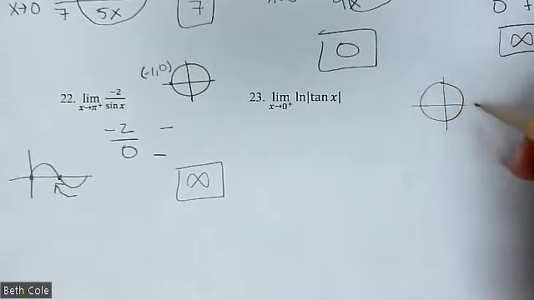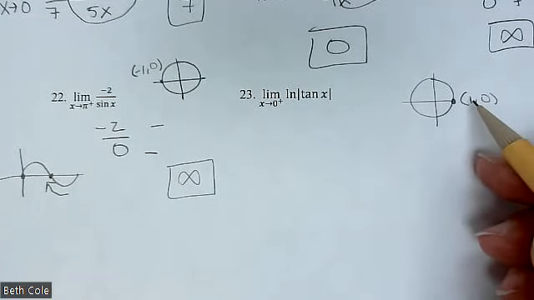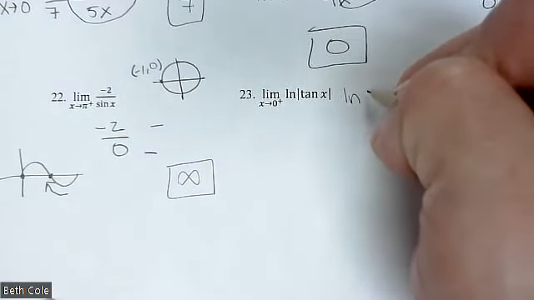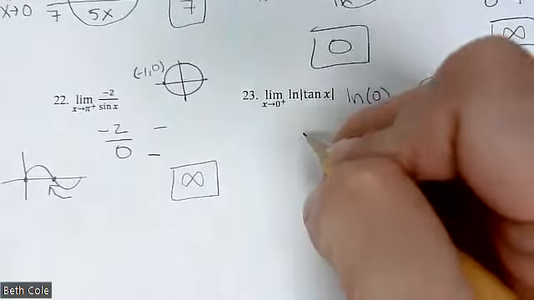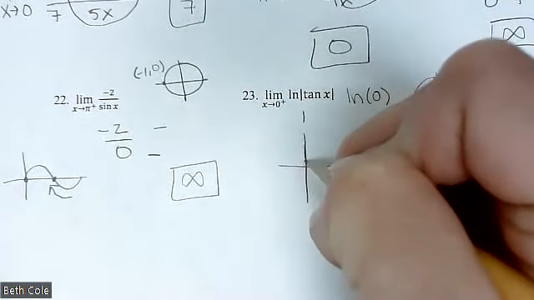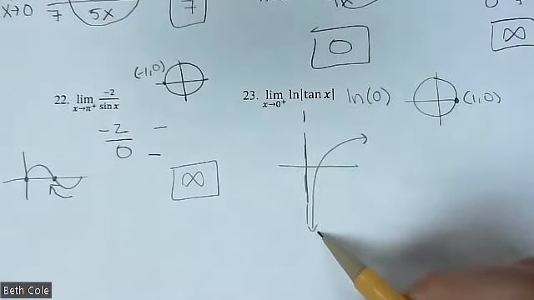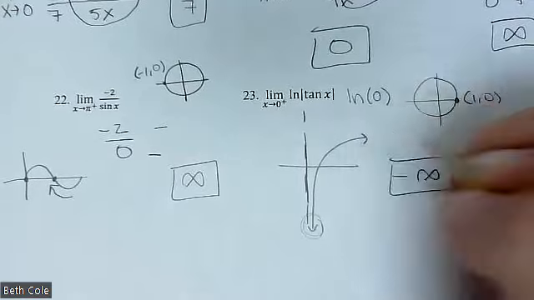So for this last one, you're trying to plug in 0. Here's 0 on your unit circle. Tangent is y over x. So 0 over 1 would just be 0. So what you end up with is ln of 0, which is not a thing because there is an asymptote there. So let's look at our graph for ln. It's going to have an asymptote on 0 and do something like this. As you approach that asymptote, the graph is going down, and so your answer is negative infinity.